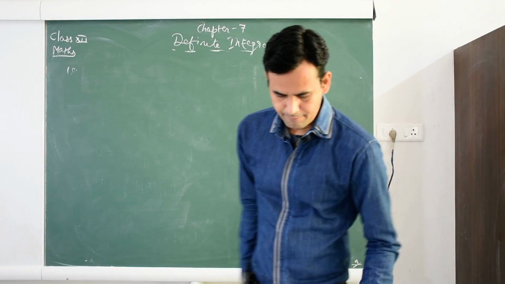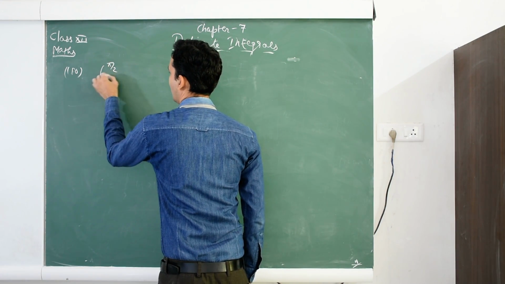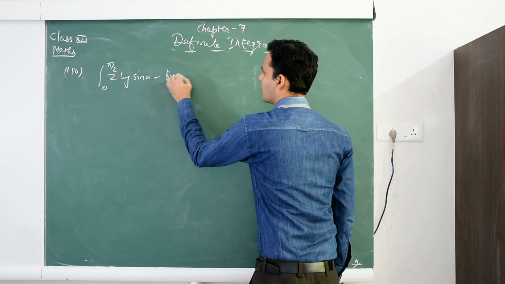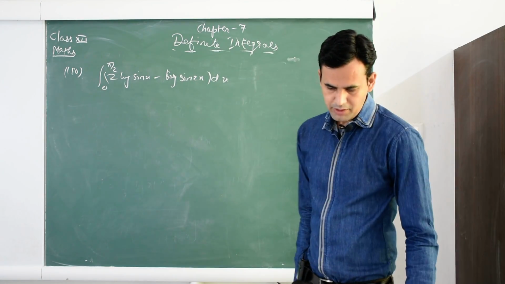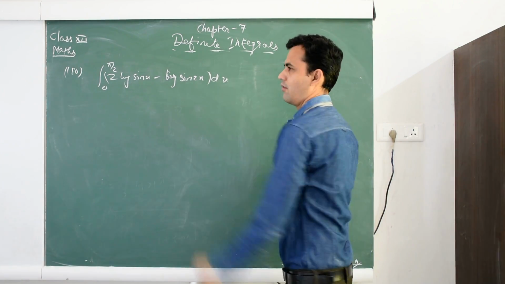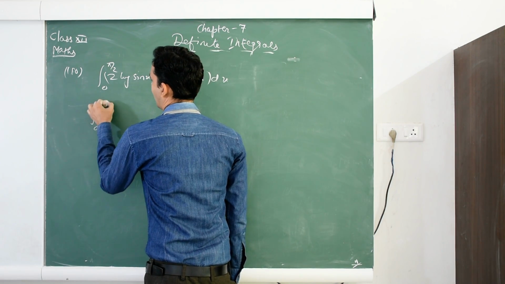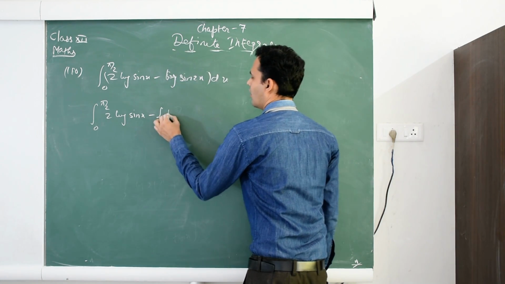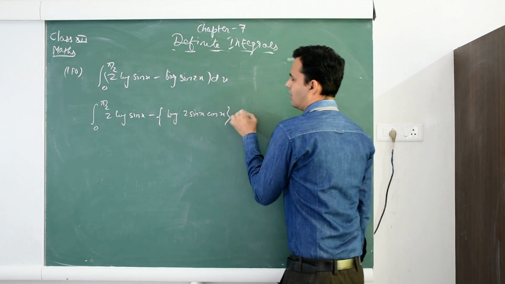Question number 10. Integral from 0 to pi by 2 of log sin x minus log sin 2x dx. We know that the formula of sin 2x is 2 sin x cos x. So, we write this as log sin x minus log (2 sin x cos x) dx.